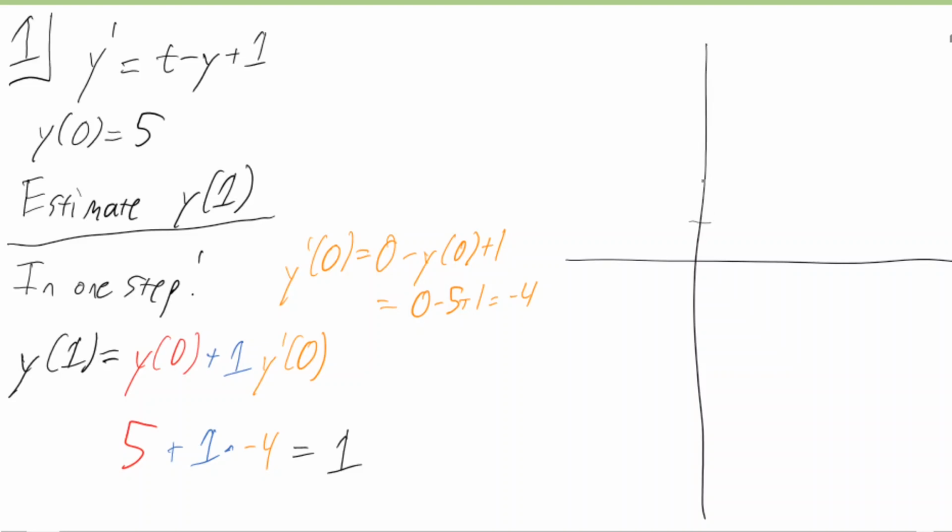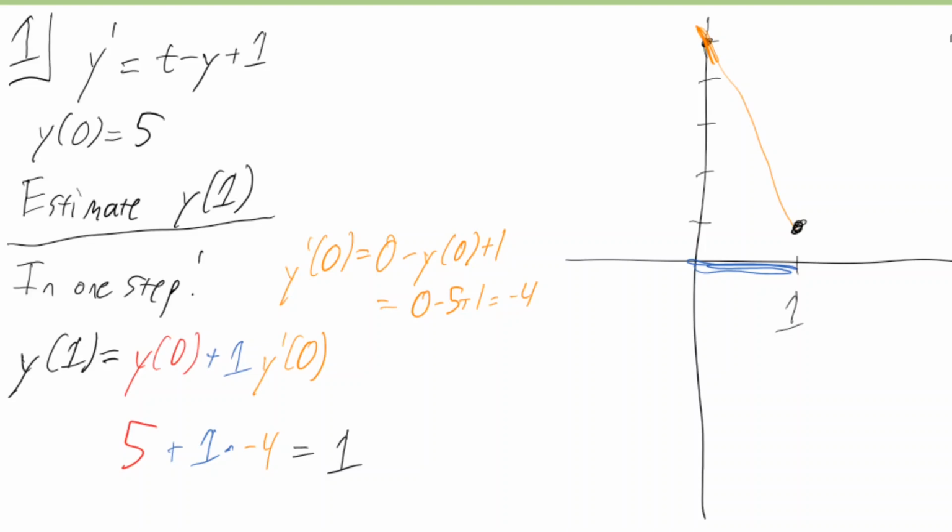And we could draw this pictorially, just having our starting point at y of 0 equals 5, a slope of negative 4, and then continuing that little slope dash all the way down to the t value equal to 1, and giving that y of 1 is approximately 1. Now this isn't a very accurate estimate because we only used one step. We went all the way from t equals 0 to t equals 1 in one giant step. The way Euler's method is used in more applications is you use more steps.